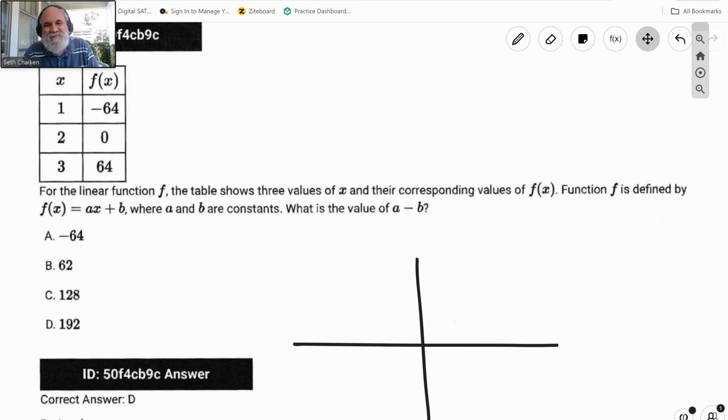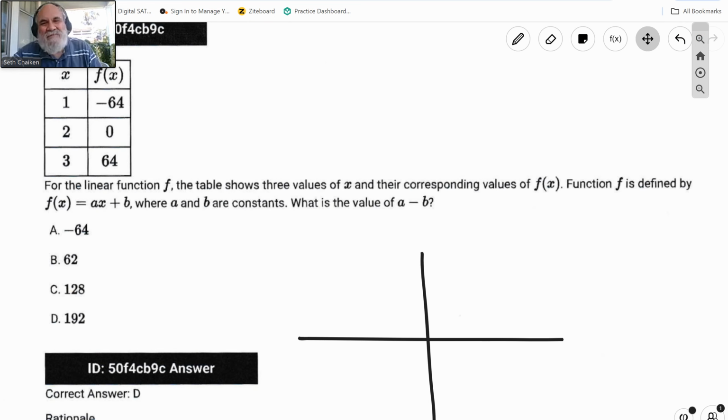What is it? 2, 0. You'll put 2, 0 in here. And then 3.64, right? And then go like that. And then boom, you got it. One negative, right? Yeah.